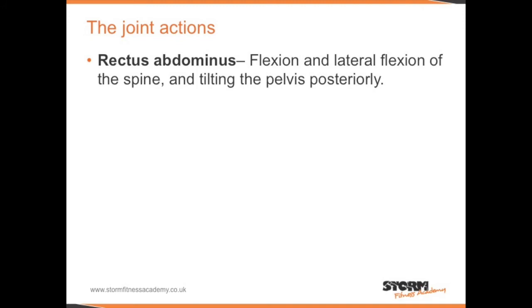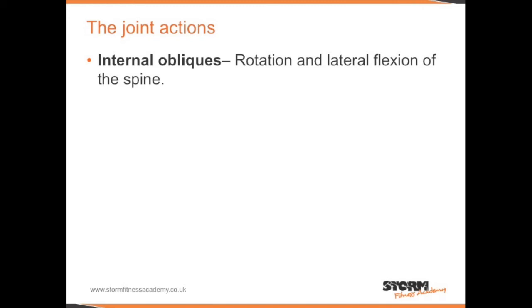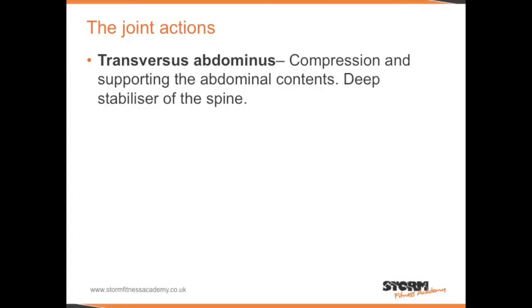The rectus abdominis is responsible for flexion and lateral flexion of the spine and tilting the pelvis posteriorly. The internal obliques are responsible for rotation and lateral flexion of the spine. The external obliques are responsible for rotation and lateral flexion of the spine also. The transversus abdominis is responsible for compression and supporting the abdominal contents. It's considered a stabilizer of the spine.